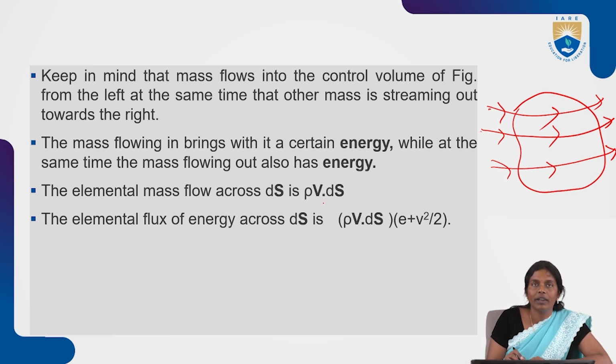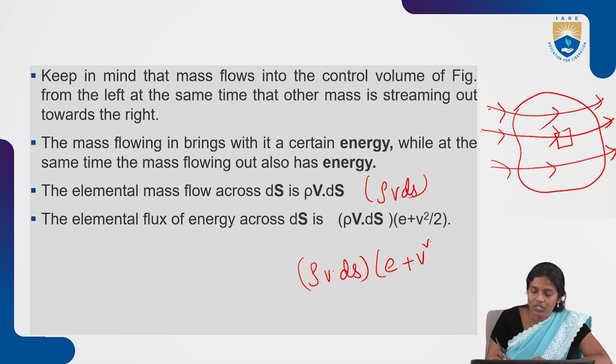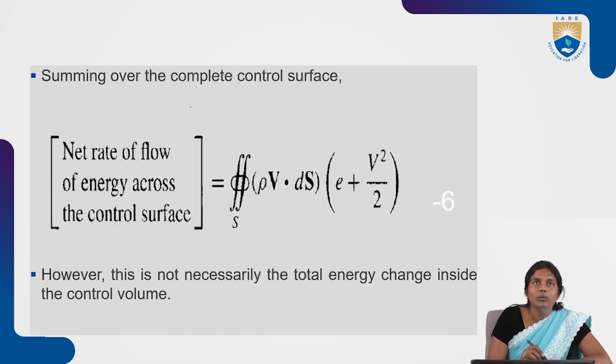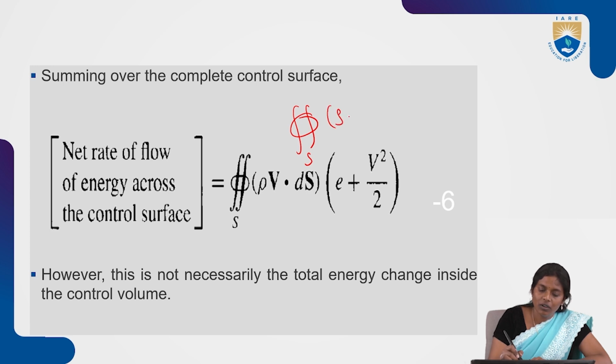So the elemental mass flow across dS: if you consider a small elemental surface dS, it is rho V dS. So this is the elemental mass flow. The elemental mass flux of energy across dS is rho V dS into e plus V square by 2. By summing over the entire control surface, we are talking here about the control surface again, so it is the surface integral of rho V dS into e plus V square by 2.